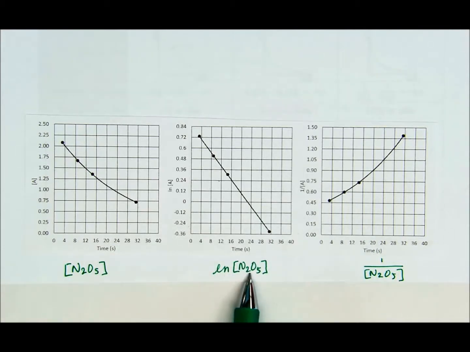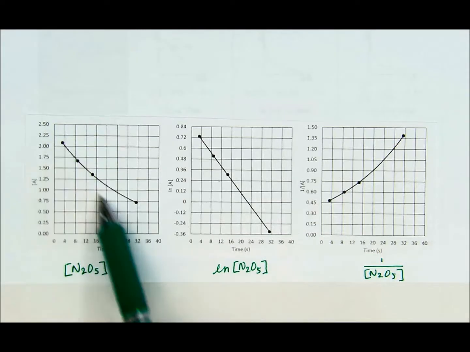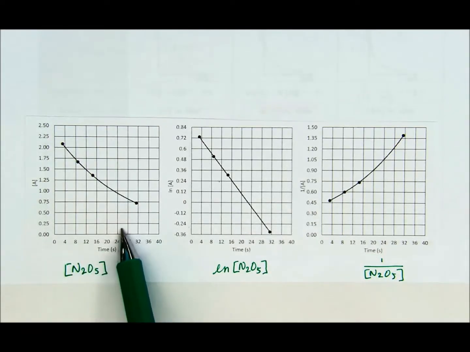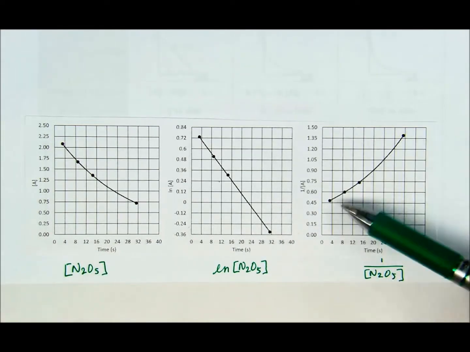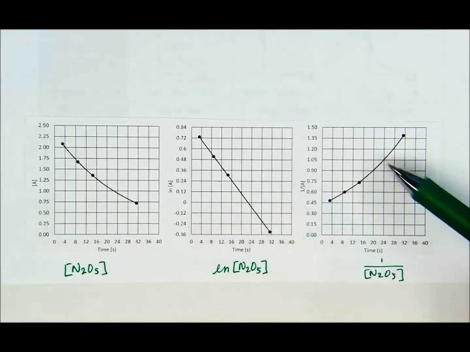That means that this is going to be a first order reaction, because if you'll remember, the natural logarithm of the concentration will always yield a straight line here. And our pure concentration, if this was straight, it would have been 0th order. If this was straight, then this would have been 2nd order, but they're not. So this is our first order reaction, and that's how we can tell, just because it's a straight line.